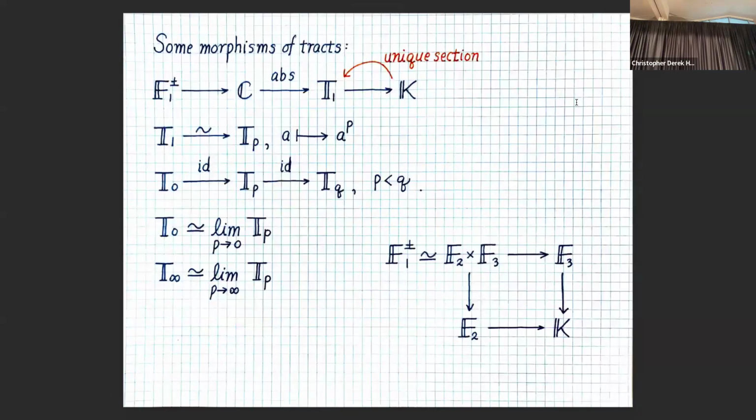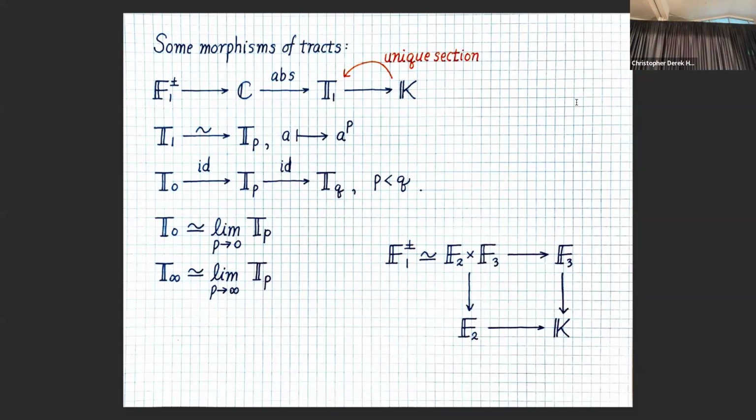So there are many interesting tracts, but more importantly, there are many interesting examples of morphisms of tracts. For example, F_1^± being the initial object maps uniquely to C, sending 0 to 0, 1 to 1, and -1 to -1. And the absolute value map is a tract homomorphism from C to T_1. This is the answer to the question: if you know that 3 complex numbers sum to 0, what can you say about their absolute values? The answer is triangle inequalities.